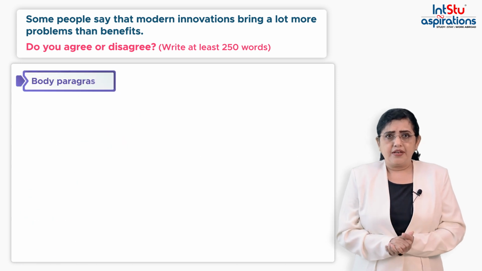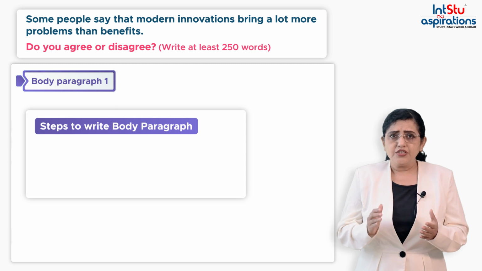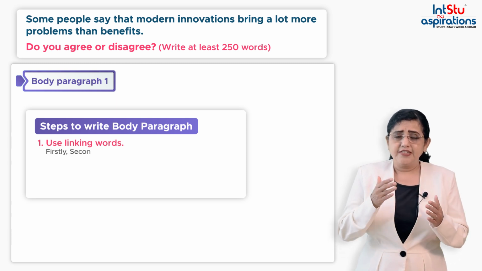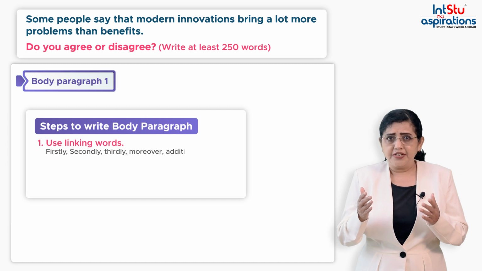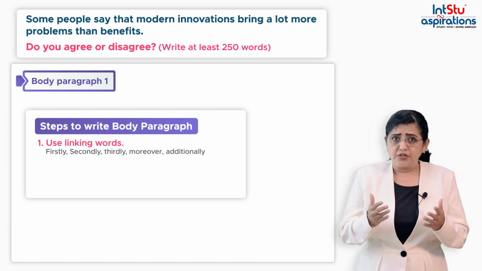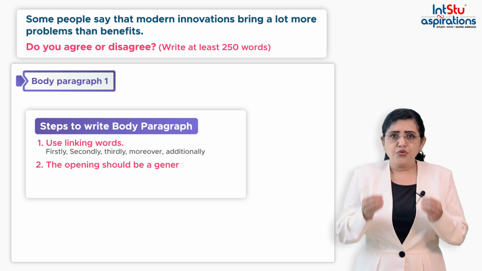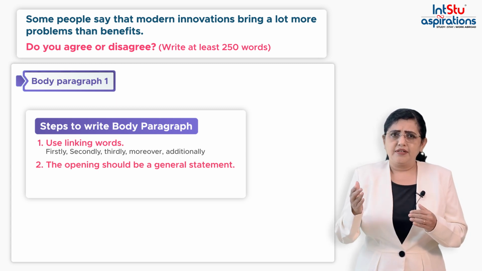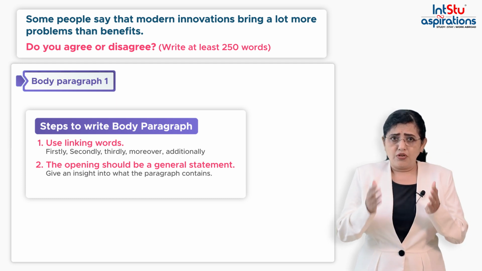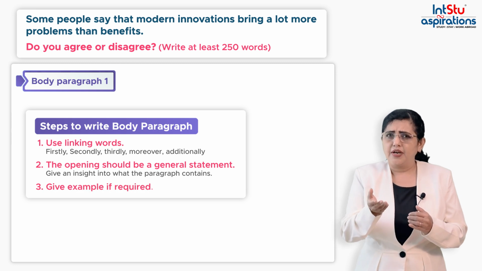For the body paragraph, as we have to give a list of points, we will use linking words such as firstly, secondly, thirdly, moreover, additionally, and so on to make our task look structured. The opening of the paragraph should be a general statement, giving insight into what a paragraph contains. Also, the body paragraph should include an example if required.